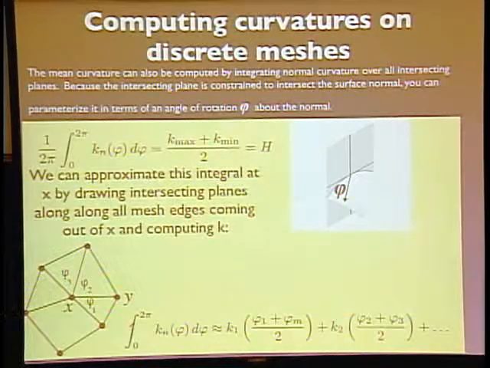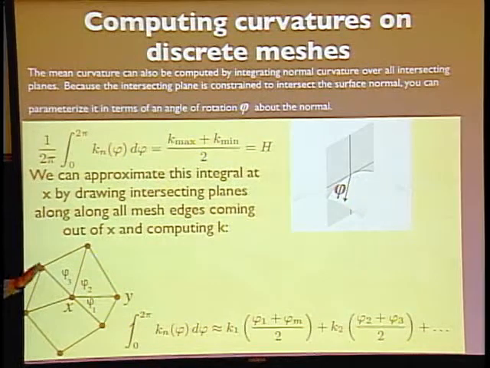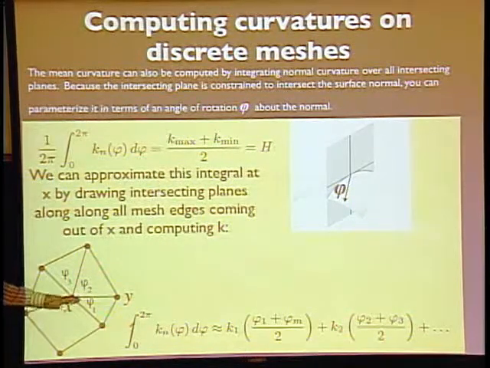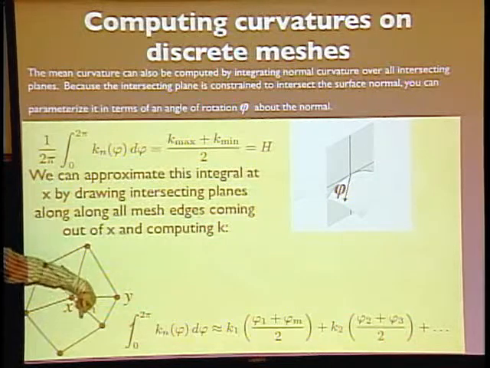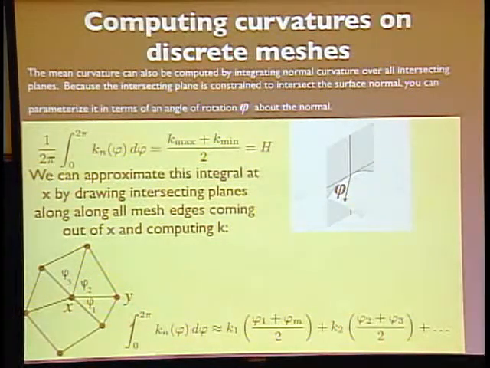Or, as an approximation, I can just have a plane that goes through the surface normal at the point and through each one of these mesh edges. Boom, boom. I can approximate the normal curvatures that way, and basically take the maximum and minimum of that as the principal curvatures.